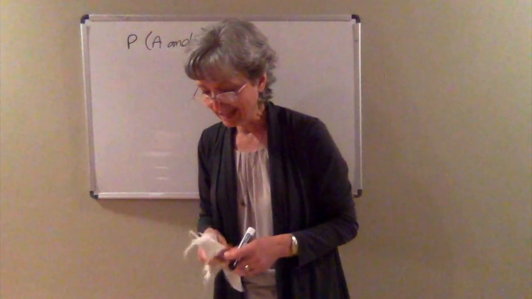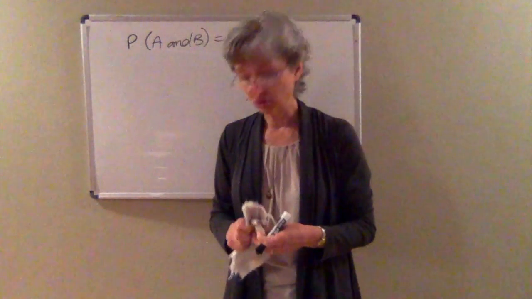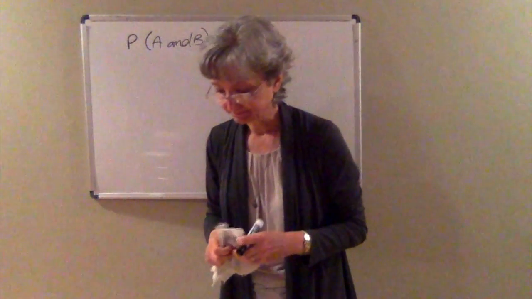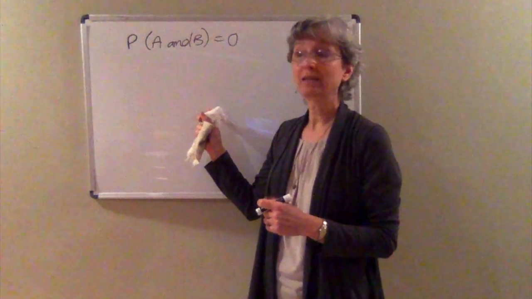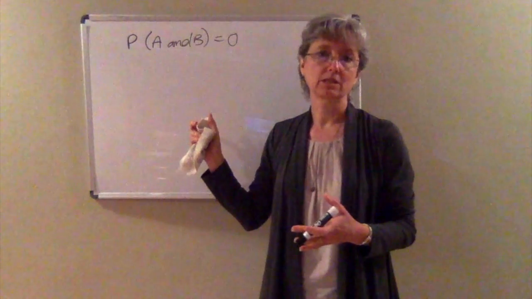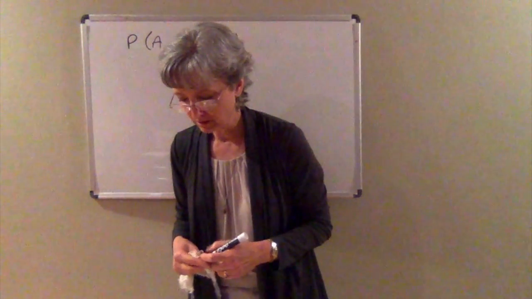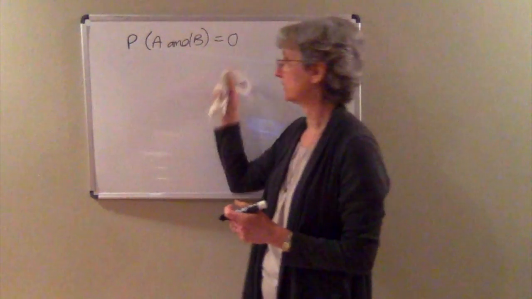What about rolling an even number and a multiple of 3? Is that mutually exclusive? An even number and a multiple of 3. That's not mutually exclusive because there is an even number that's a multiple of 3. It would be 6. So the probability of that would be 1 out of 6. You have an even number and a multiple of 3. Okay?